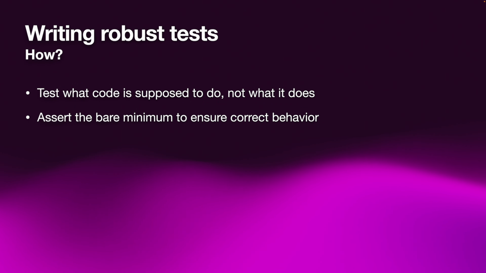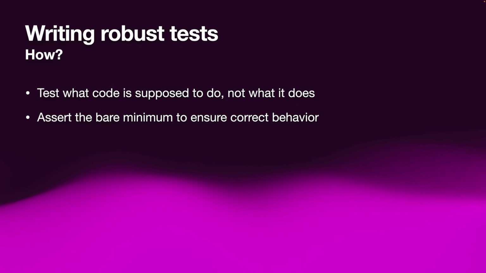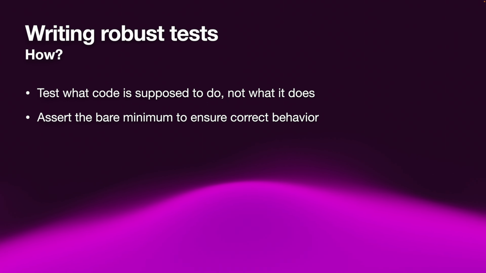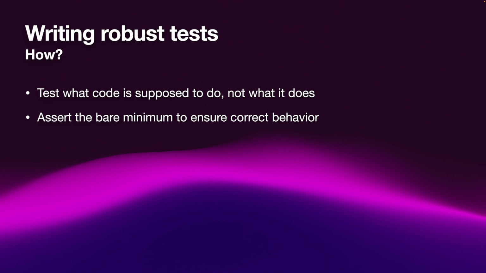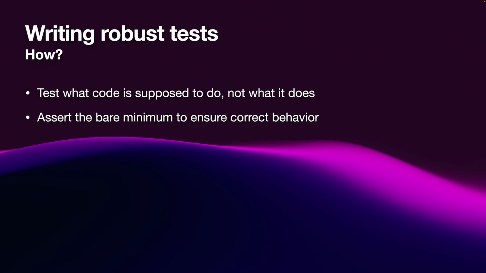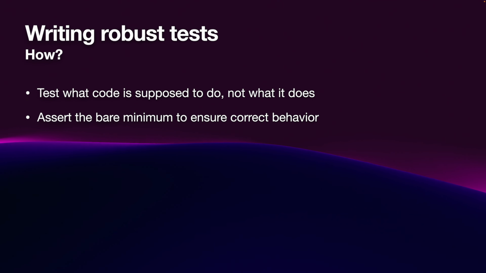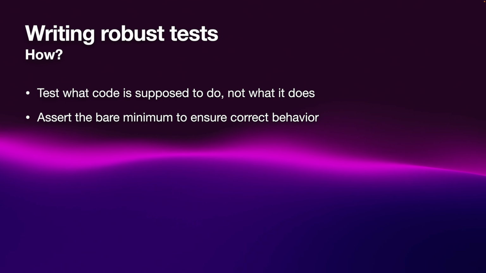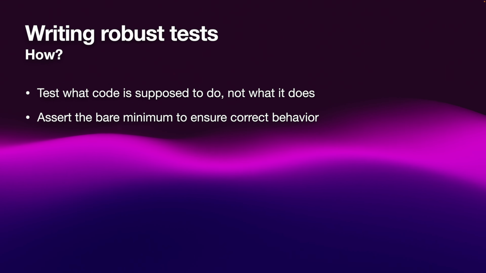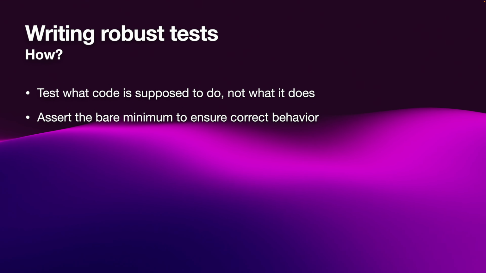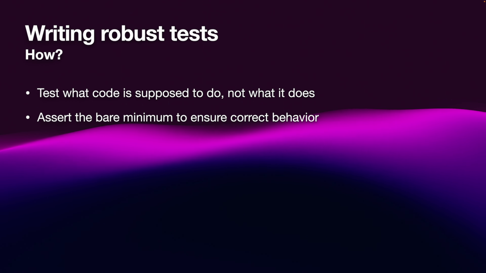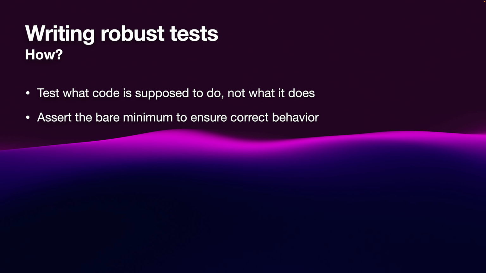Let's come back to the slides and review. We write robust tests by testing what code is supposed to do, not what it does. And we do that by asserting the bare minimum in order to ensure correct behavior. In our example, we removed the assumption of how many times the object store is called. We removed the assumption of the order in which the objects are stored. And what we were left with was just asserting that the three objects we expected to be stored were stored. So by making as few assumptions as possible, we've written a more robust test.